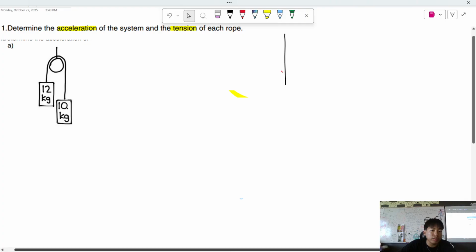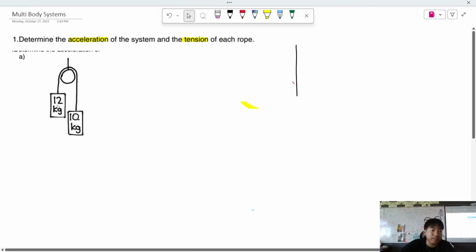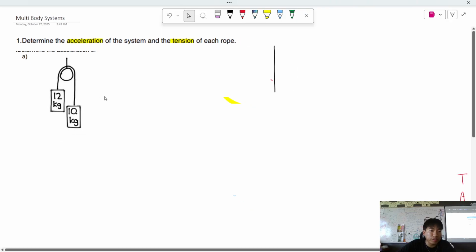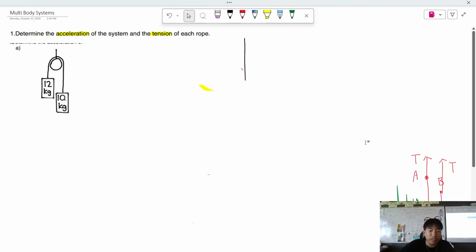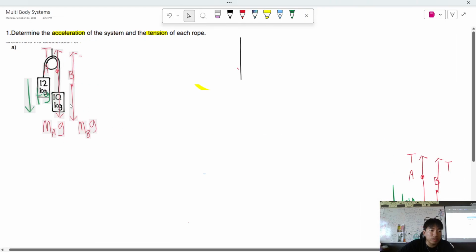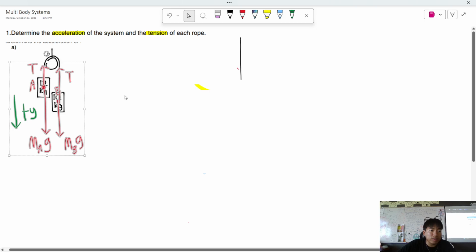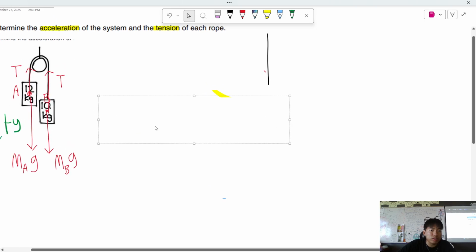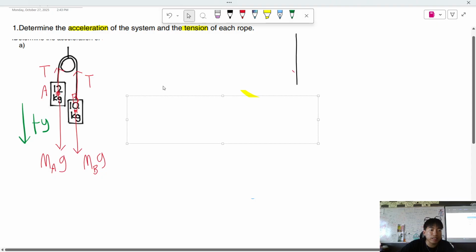So you should be able to observe and predict that the 12 kilogram object will go down while the 10 kilogram object will go up. So let's go ahead and create our free body diagram. Each of these objects is going to get two forces, okay? The 12 kilogram object is going to have tension going up and gravity going down, MAG, which points down for object A, and then tension going up.